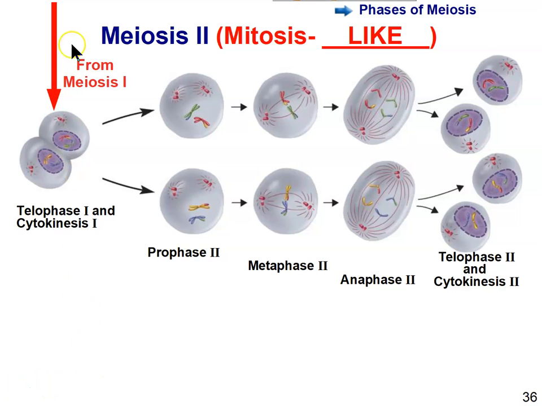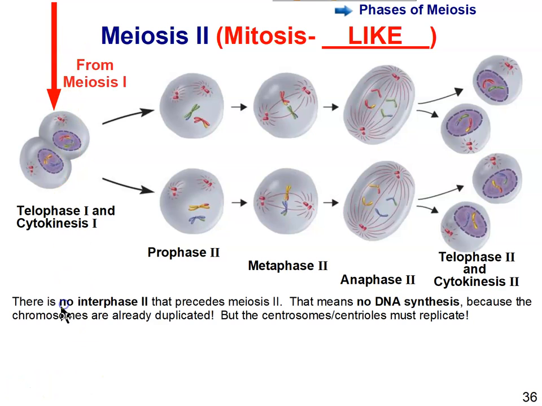And it's important to note that in between Meiosis I and Meiosis II, there is no interphase II that precedes Meiosis II. So that means that there is no G1, S, G2 in between, and if there's no S, that means there's no DNA synthesis. And that's okay because the chromosomes are already duplicated. So there's no reason to duplicate anything because we already have duplicated chromosomes, and that leaves us something else to divide.